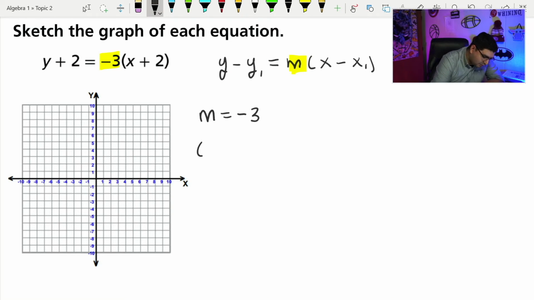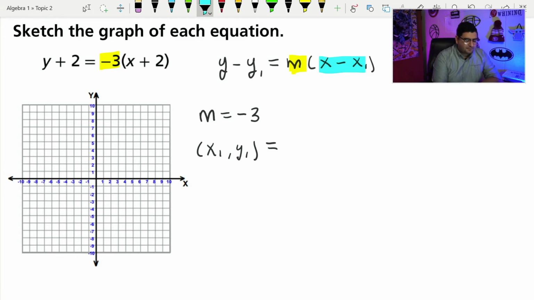But when it comes to x1, y1, I see something a little bit different when I'm trying to actually find this. Because here I see x minus x1, and on my actual equation, I see an x plus 2. And we have to stop for a moment and think, well, why isn't it minus 2? Because this does change what our actual point is.